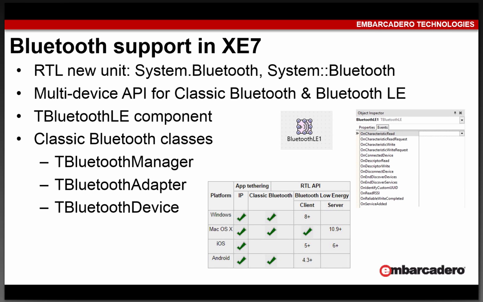The graph here shows what you can use Bluetooth for on each platform, whether it's for app tethering or for Bluetooth low energy, or using just the RTL API in your VCL and FireMonkey applications. And the new TBluetoothLE component has several events that you can hook for connecting and discovering low energy devices, and then when you get the data from the device on a characteristic read. More about that in a minute.